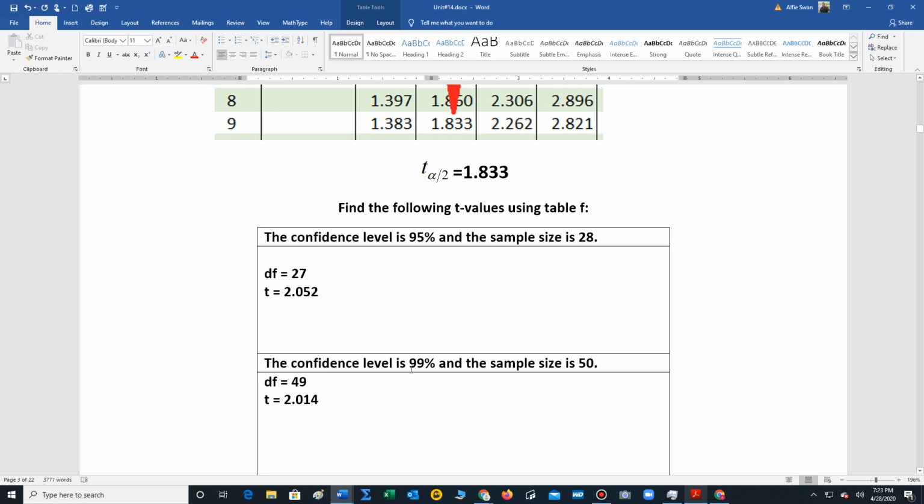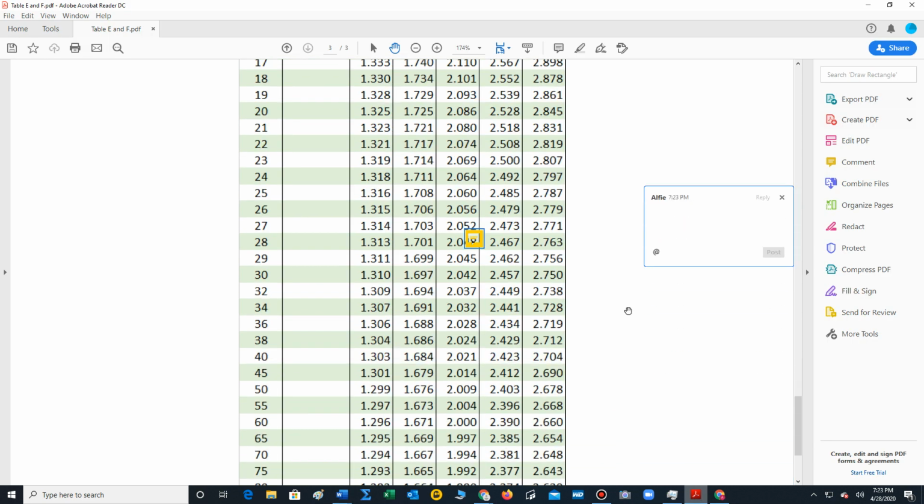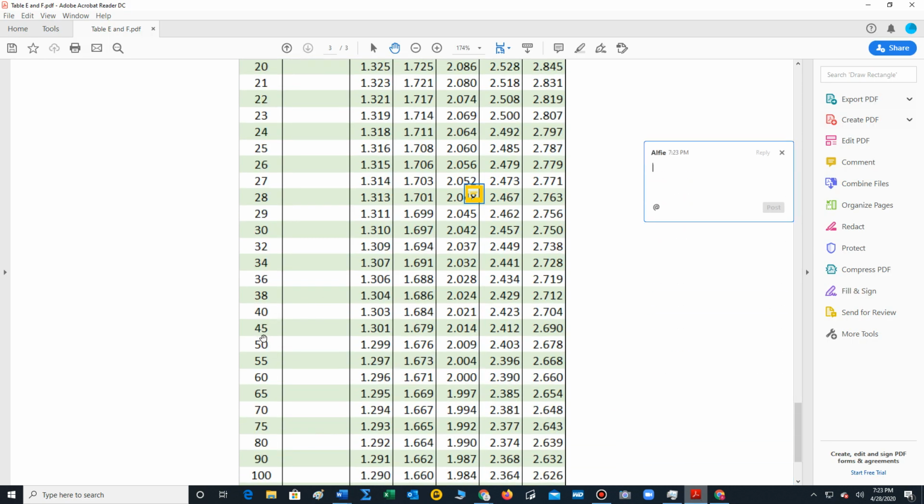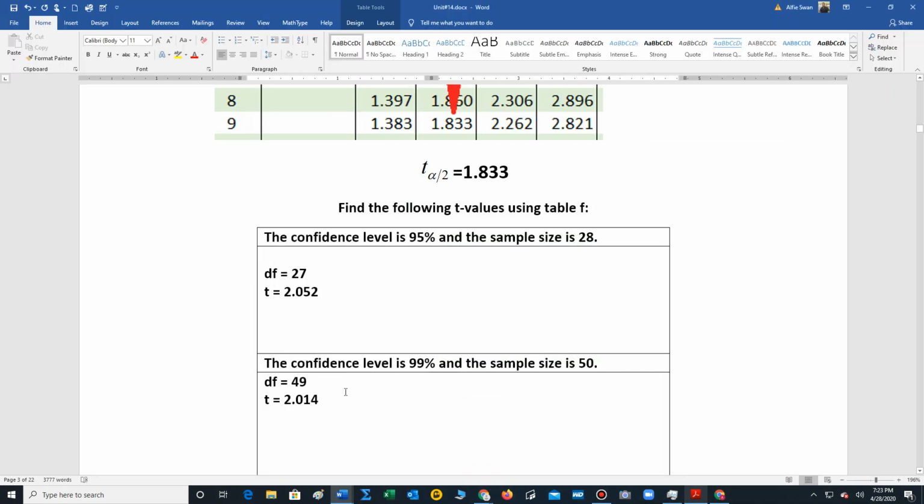Now, if the confidence level is 99%, the sample size is 50, 50 minus 1 is 49. Well, if you notice, we look at our table, 49 is not listed here. There's gaps between the numbers. So even though 50 is closer to 49, we go smaller, go to 45, and we're looking for 99% confidence level, so it's going to be 2.69.